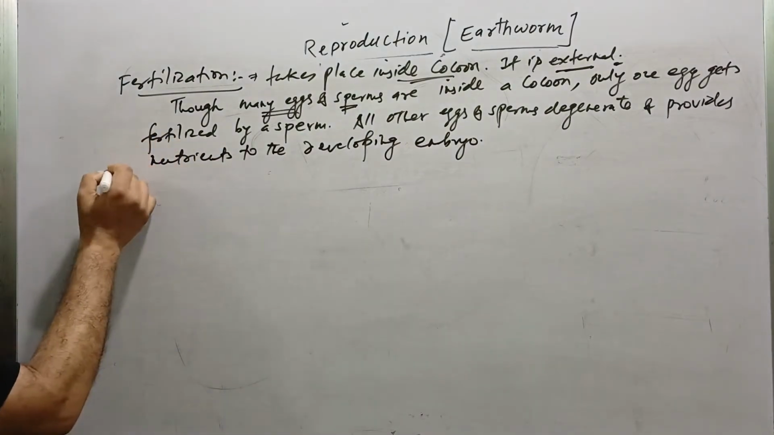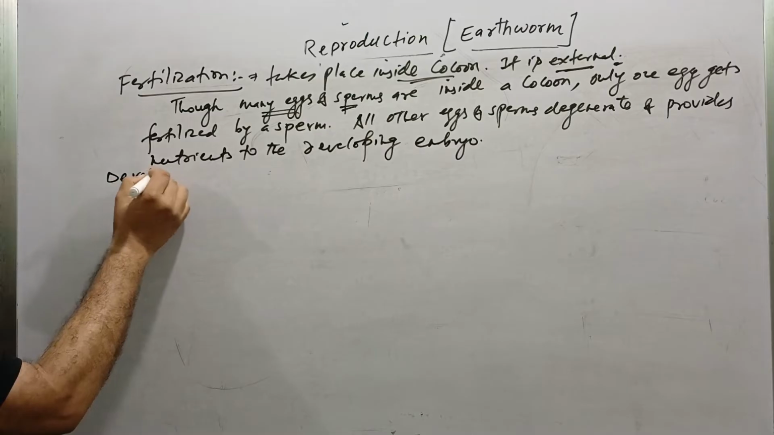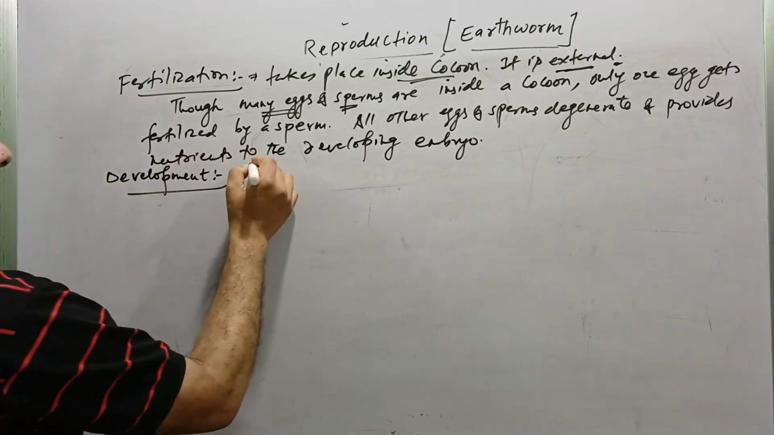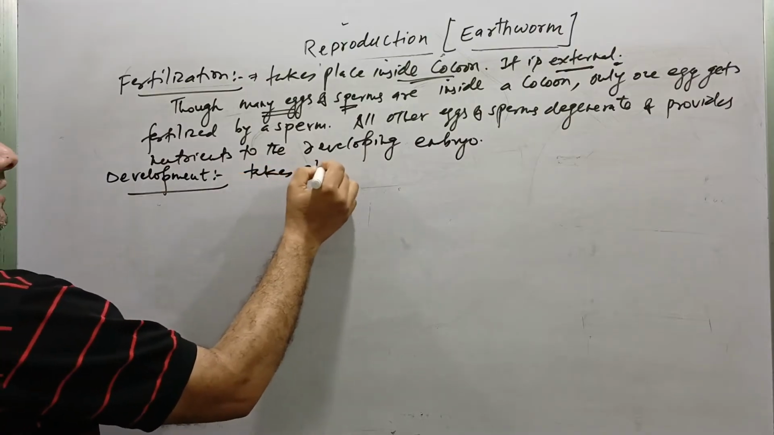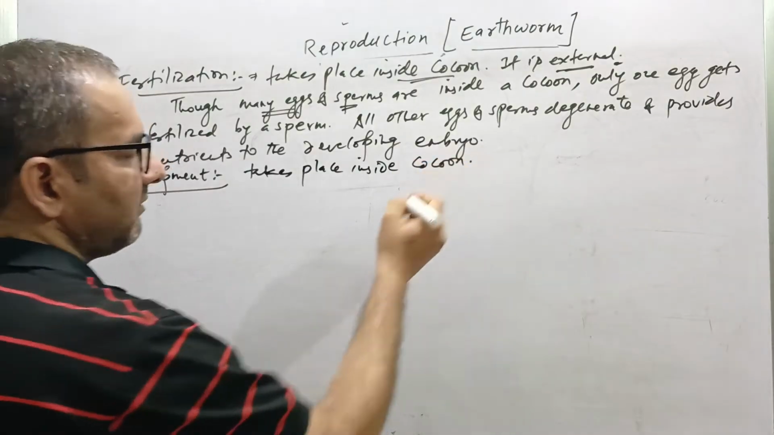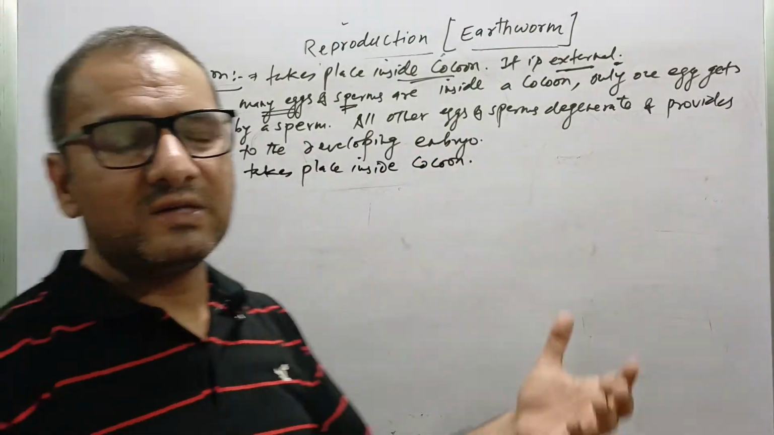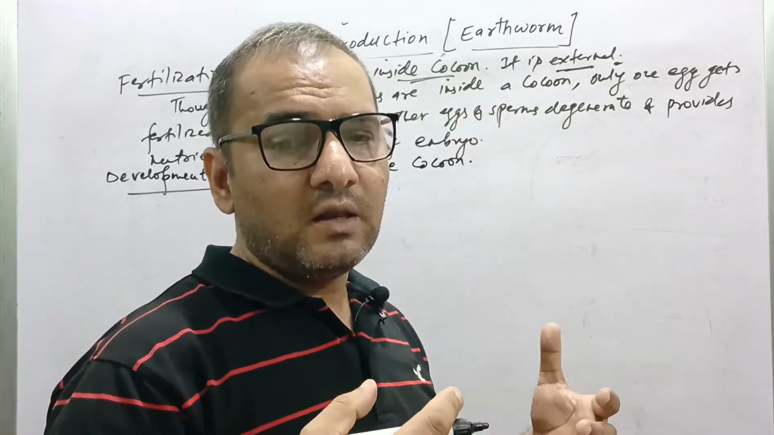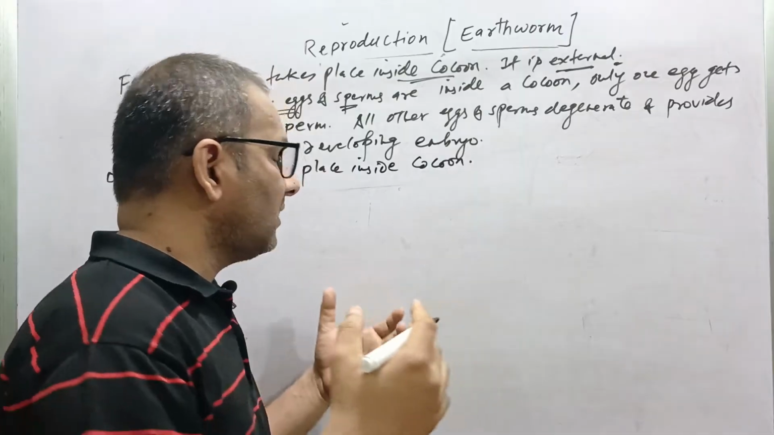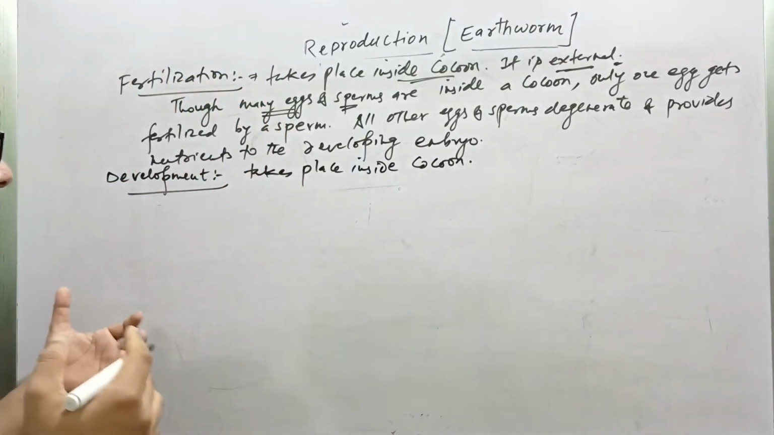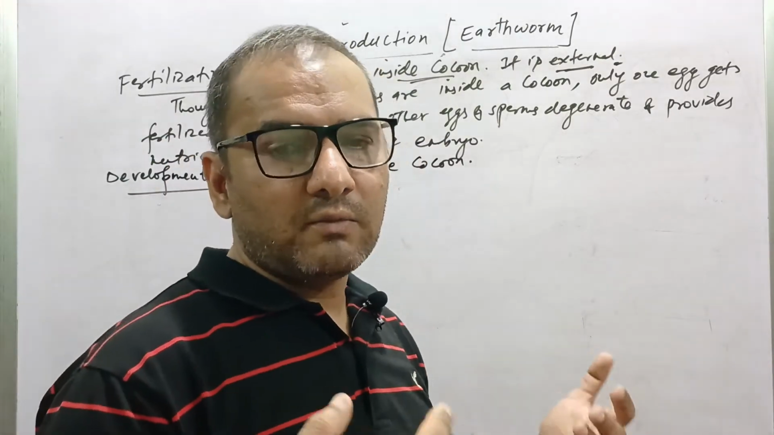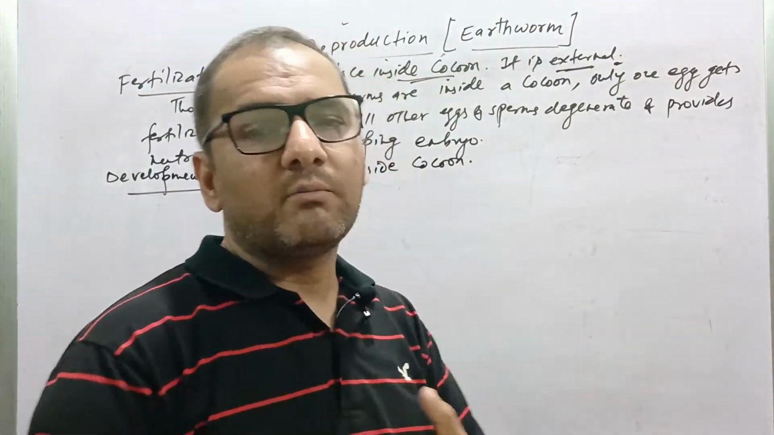Now after that we read about its development. It also takes place inside the cocoon. Now the zygote is a single cell. From this single cell, there is formation of a multicellular organism. So for the purpose of development, the zygote undergoes division, and to form similar type of cells, it undergoes the process of mitotic division.